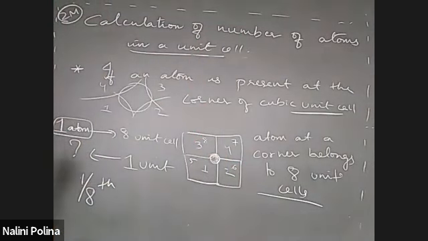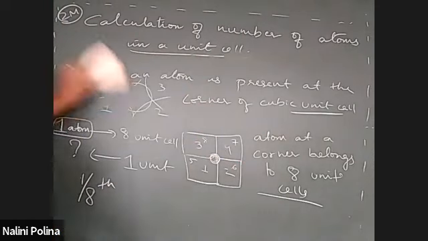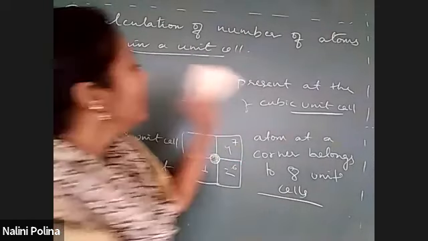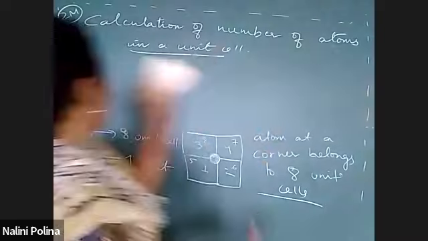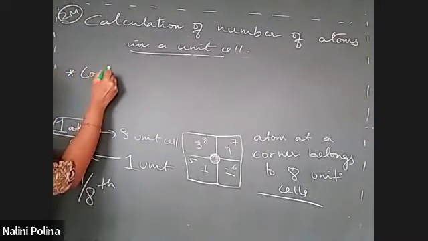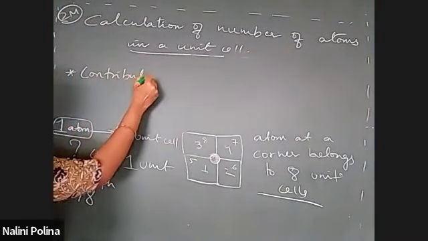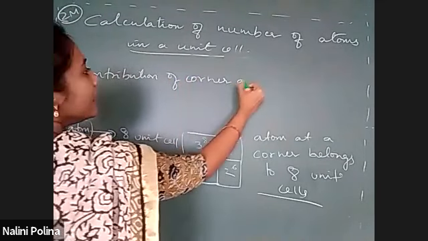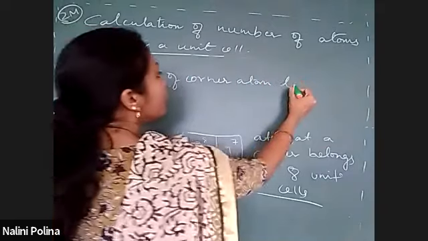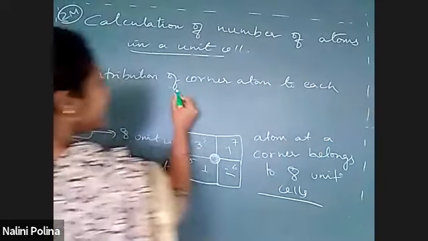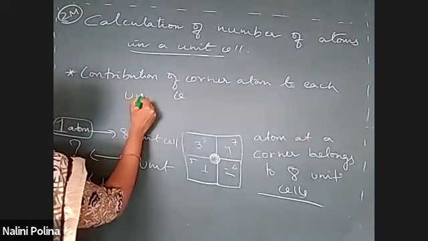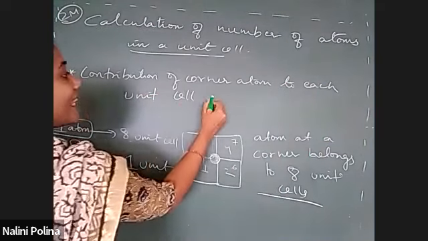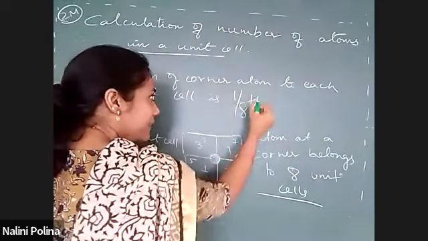So this point is very, very, very important. Let me write that point here. Contribution of corner atom to each unit cell. Each unit cell is 1/8, right?